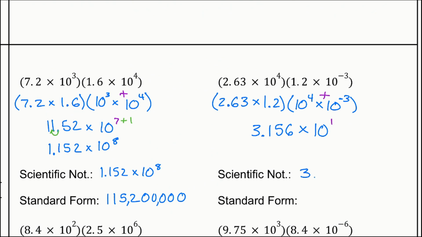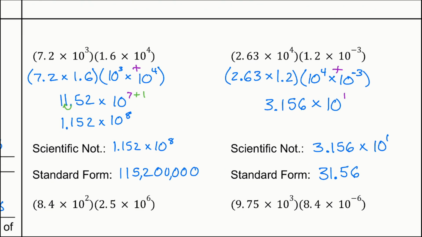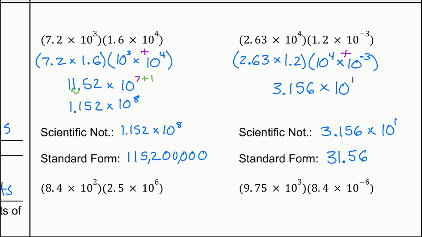Scientific notation is 3.156 times 10 to the 1st. And then in standard form, we're only going to have to move our decimal 1 to the right, because 10 to the 1st tells us we're going 1 to the right. So in standard form, this would be 31.56. Okay? So again, I want you to pause this video and then come back and try these on your own, and then come back and we'll go over it.